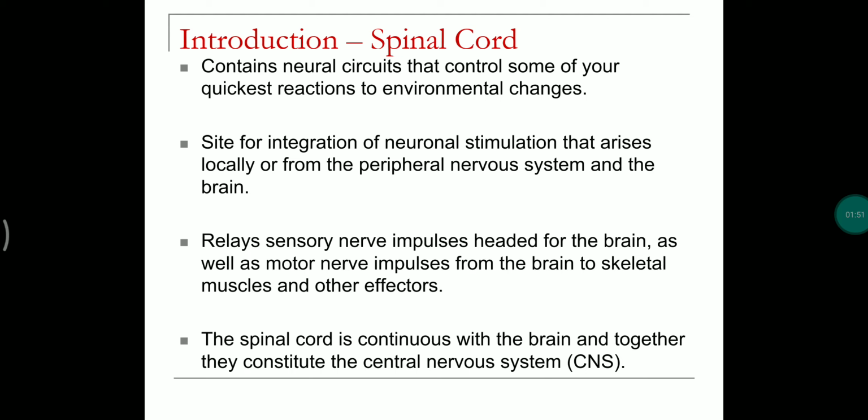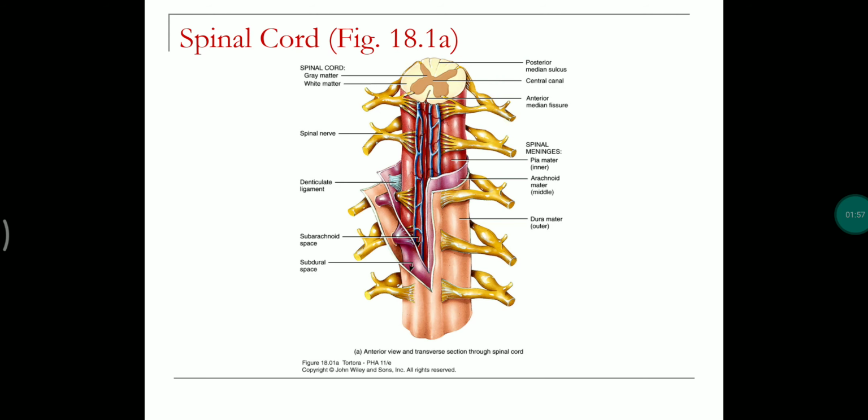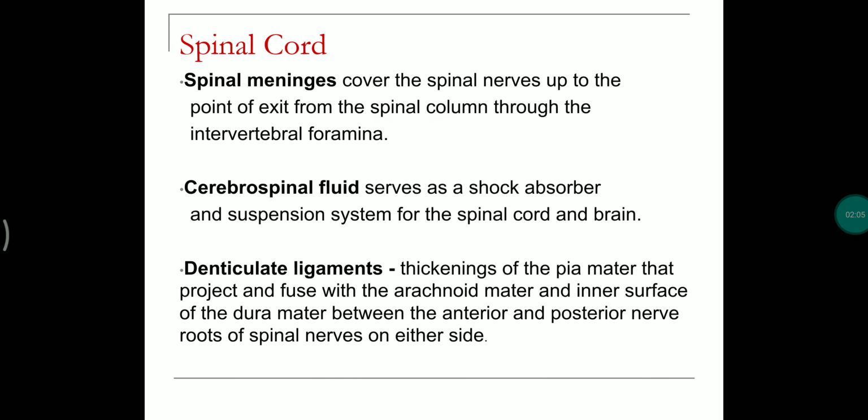It is the continuation of the brain and together they constitute the central nervous system. Here is the structure that we see for the spinal cord. Coming to the anatomy of the spinal cord, it has coverings as the brain has. They are called spinal meninges, and it also has cerebrospinal fluid.